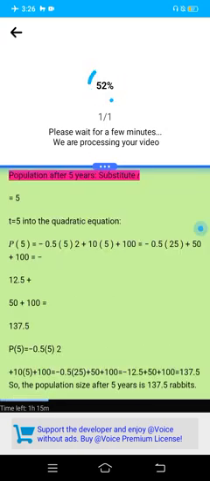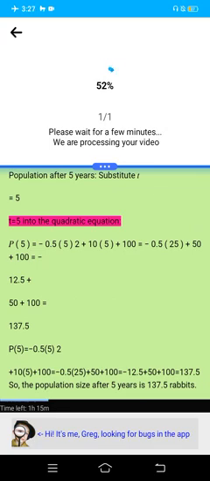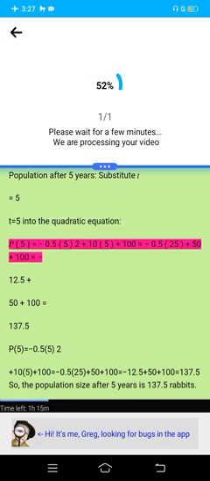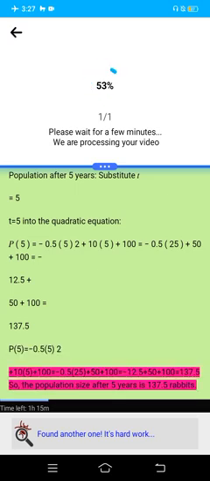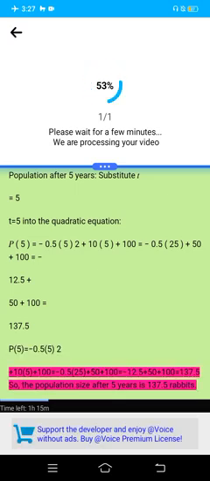Answer. Population after 5 years: substitute t = 5 into the quadratic equation. P(5) = -0.5(5^2) + 10(5) + 100 = -0.5(25) + 50 + 100 = -12.5 + 50 + 100 = 137.5. So, the population size after 5 years is 137.5 rabbits.